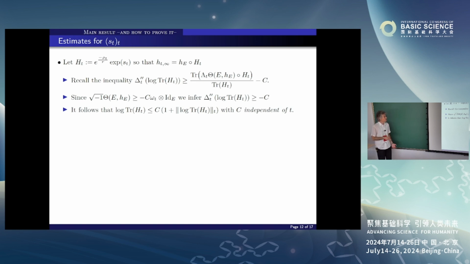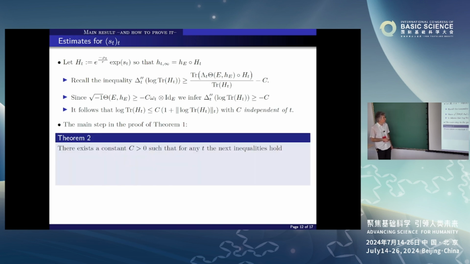Okay, so then the heart of the matter is to get constants which are independent of t. And then the main step in the proof of theorem 1 is the following, theorem 2, wonderful. So there exists a constant such that this trace is smaller than c and rho is bounded like that.